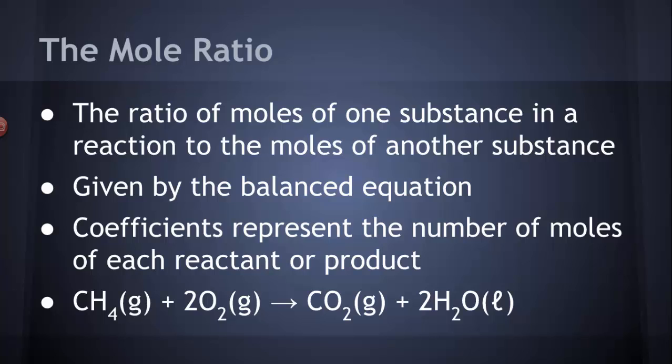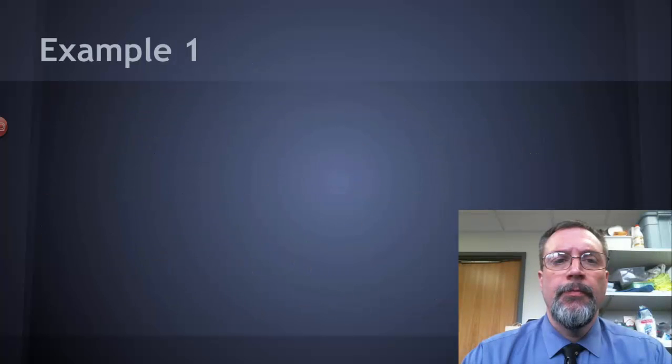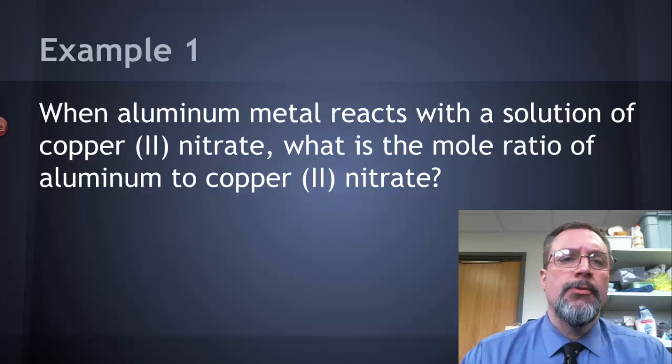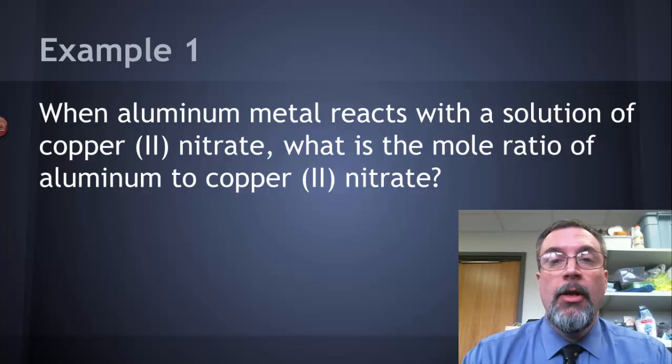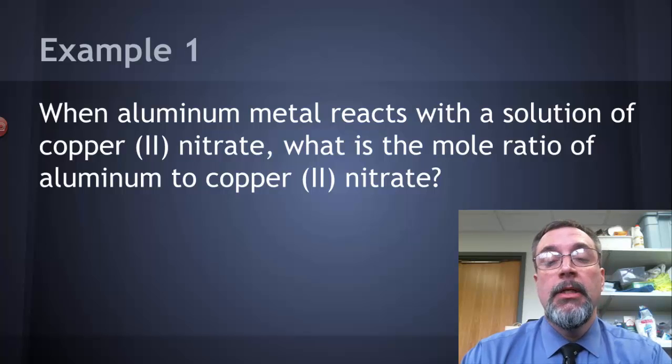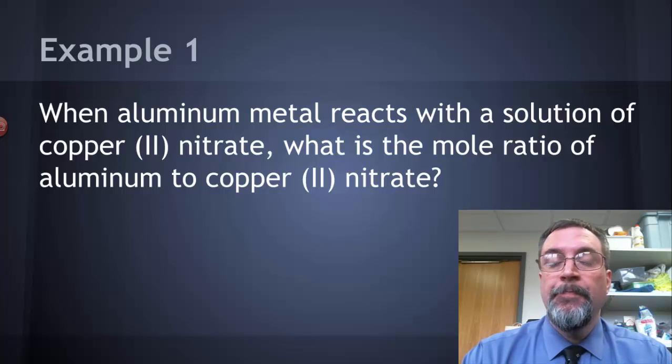If I want to combust a mole of methane, I have to have 2 moles of oxygen in order to completely react it. So the mole ratio is very simple, but very powerful, and it's the central part of this stoichiometric technique that we're going to learn. Okay, so let's just get some practice with that. So we have aluminum metal reacting with a solution of copper 2 nitrate. We want to know the mole ratio of aluminum to copper 2 nitrate in this reaction.